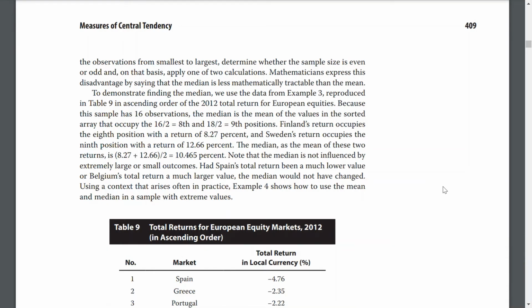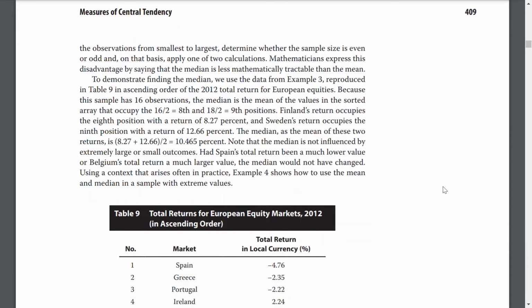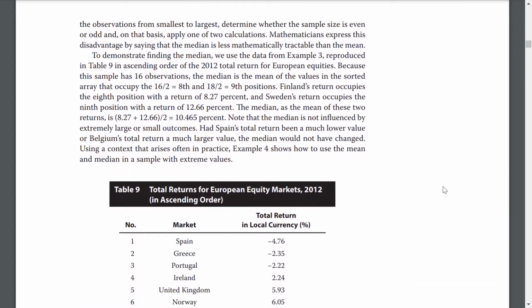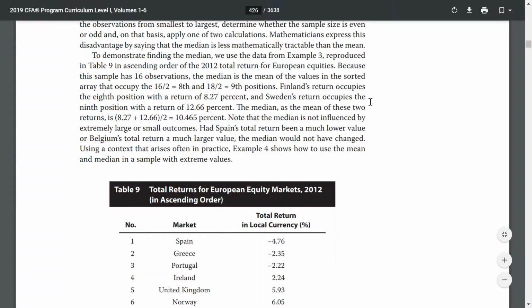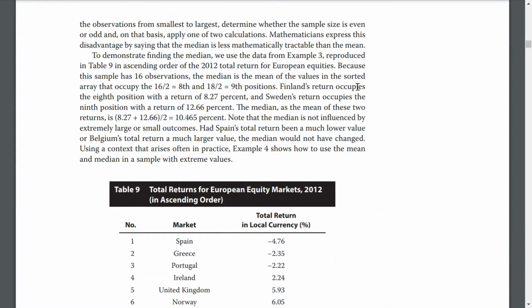Mathematicians express this disadvantage by saying that the median is less mathematically tractable than the mean. In Table 9, in ascending order, are the 2012 total returns of European equities. The median is the mean of the items in the 8th and 9th positions, because 16 divided by 2 is 8 and 18 divided by 2 is 9. Finland's return occupies the 8th position at 8.27%, and Sweden's return is 12.66%, so the median is the average of 8.27 and 12.66 divided by 2, which is around 10%.